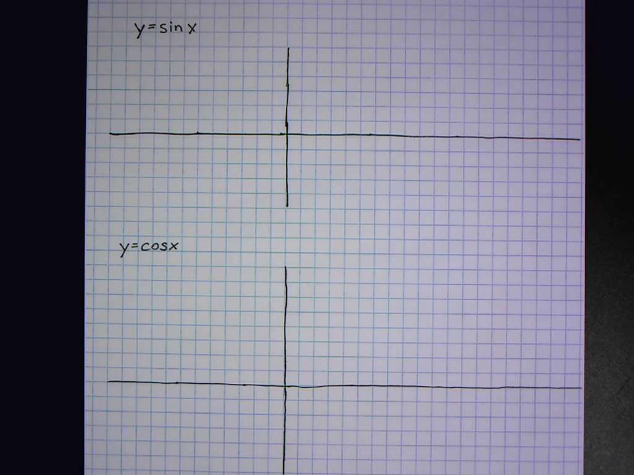So, we start off with sine and cosine because sine and cosine are pretty much the exact same graphs. Whenever we get to the other four, they are way different than sine and cosine.